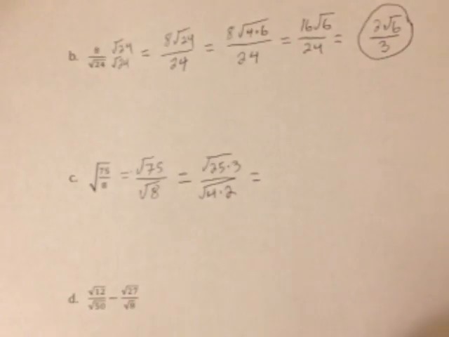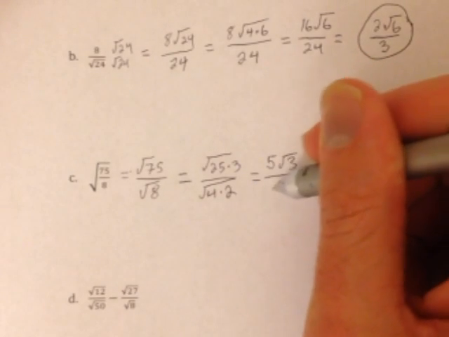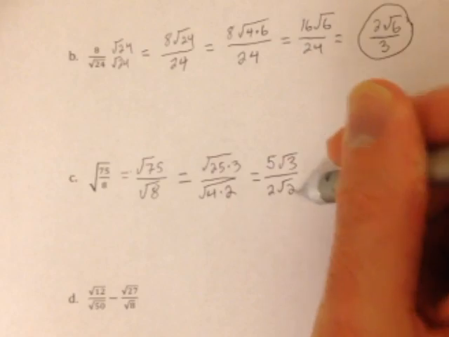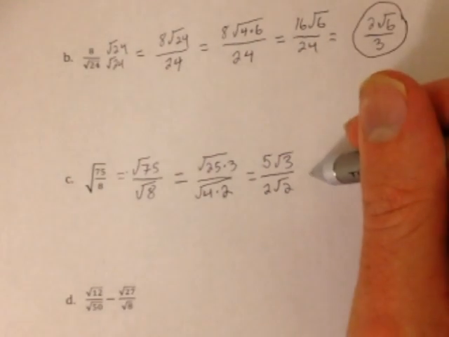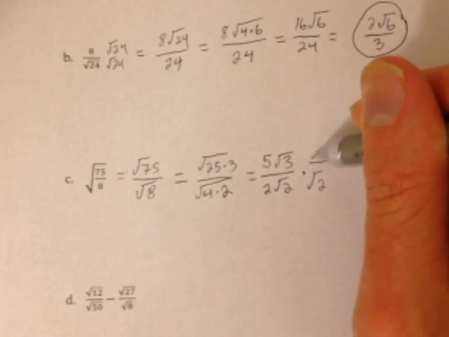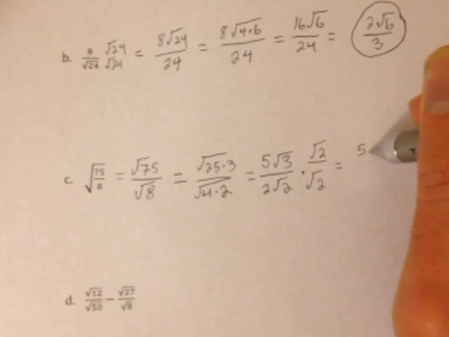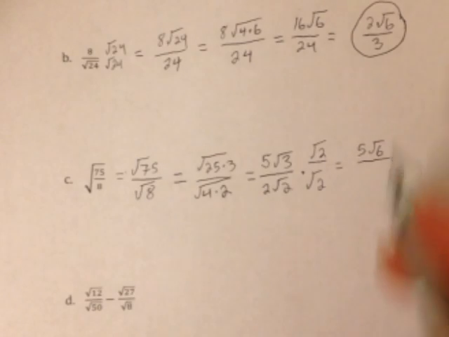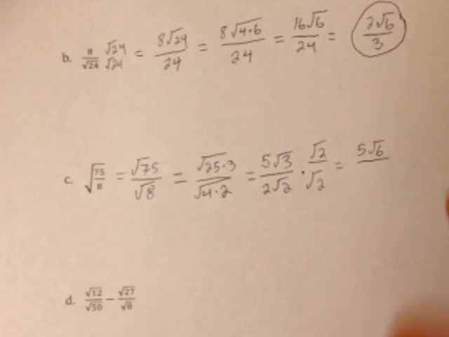Then I can simplify each of those. I get 5 square root of 3 over 2 square root of 2. I'm still not simplified because I have a radical in my denominator, so multiply by root 2 over 2 to get rid of it. And I get 5 root 6 over, these two are going to multiply to become 2. 2 times 2 is 4.